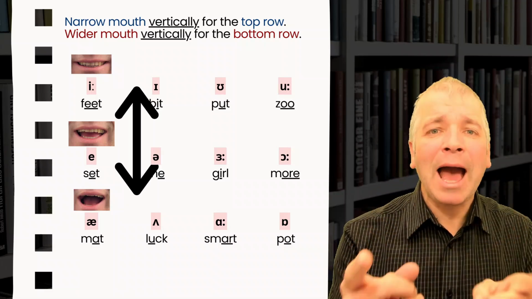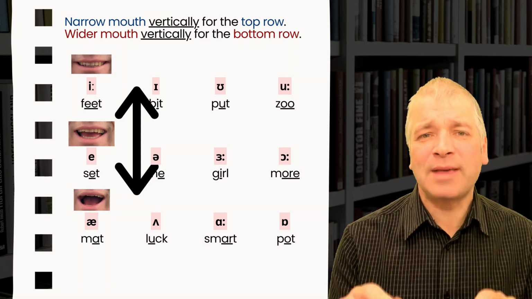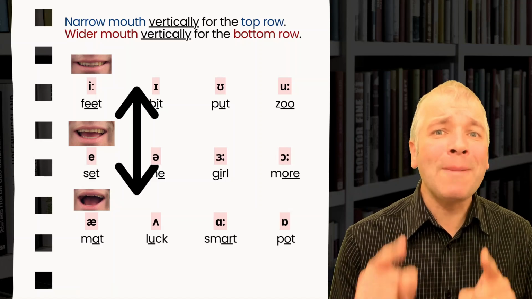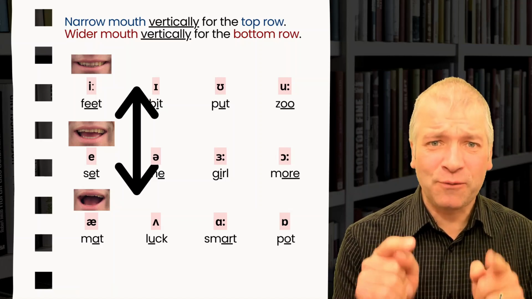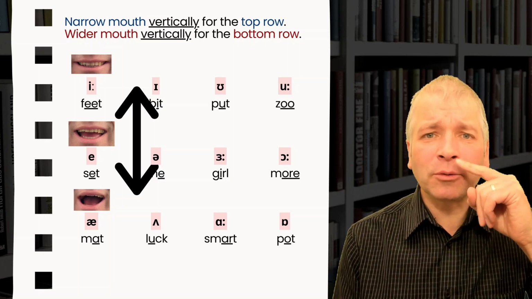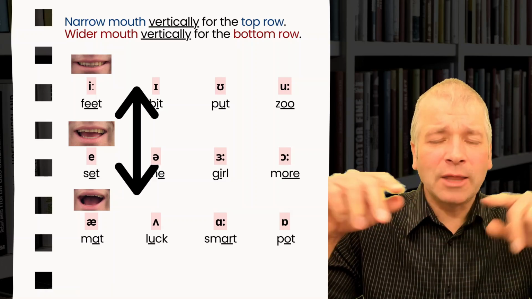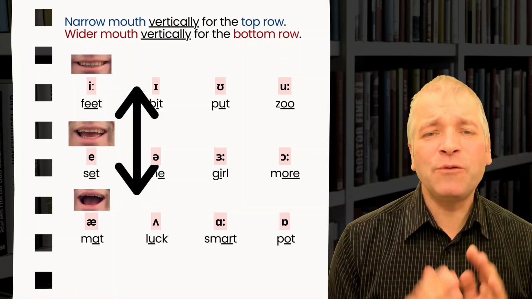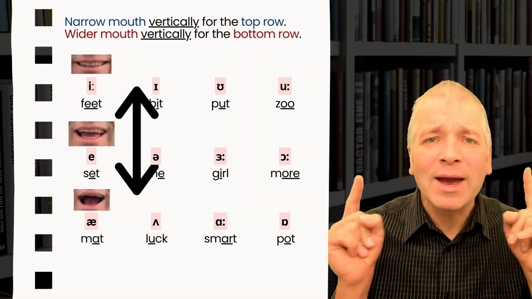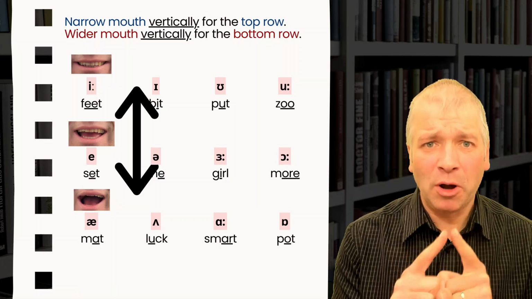And that's how you can use this chart to help you pronounce English vowel sounds correctly. Because with this chart, you can know what your mouth should be doing for each of these vowels. On the top row, your mouth is narrow top to bottom. On the bottom row, your mouth is wider top to bottom. And the middle row is somewhere in between. If you're going from left to right, your mouth starts wider left to right for the left row and then gets narrower towards the right row.